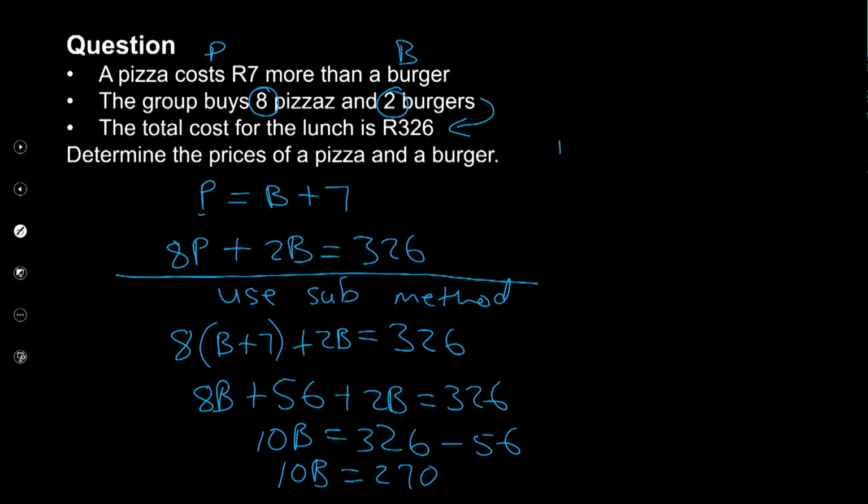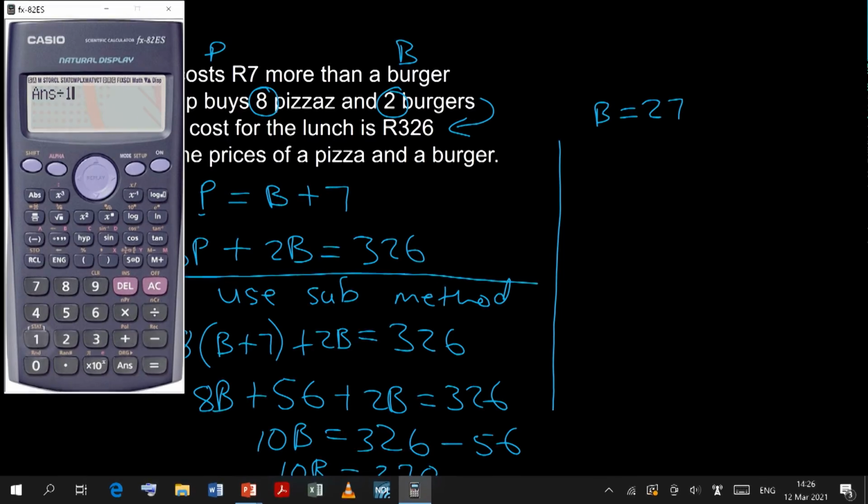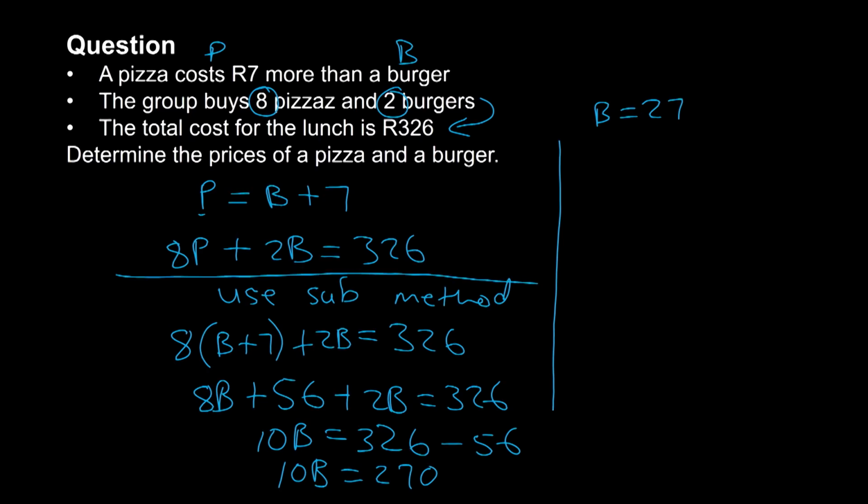And then to solve for B, I will divide both sides by 10. So I will have B is equal to 27, right? 270 divided by 10 is definitely equal to 27. So that means the cost of a burger will be 27 rand. But because we know that the pizza costs 7 rand more than that, we will need to add 7 rand to that in order to make sure that we get the prices correct.